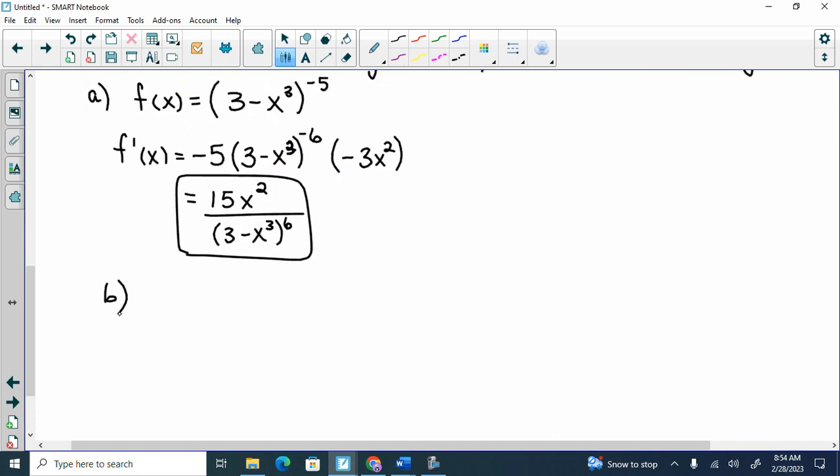B. F of x equals, you're going to try these two out. E to the x, and then times x squared plus 1 cubed.